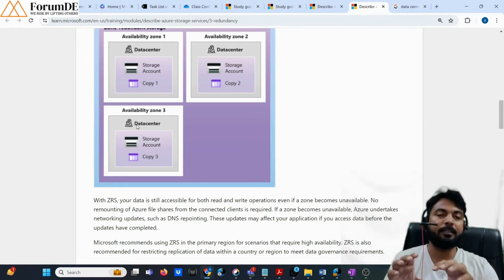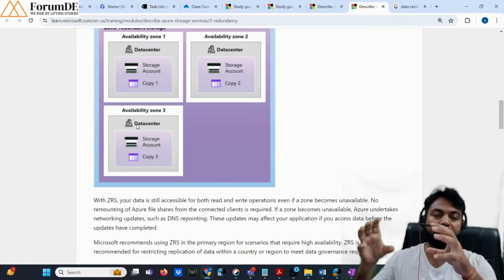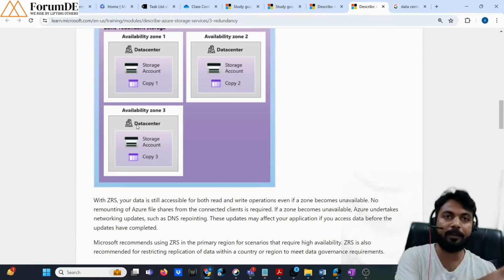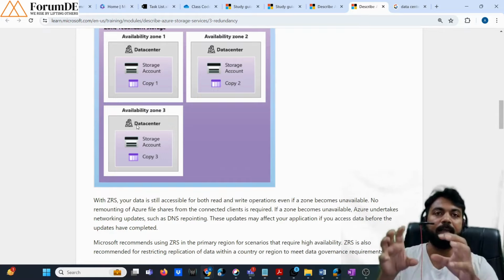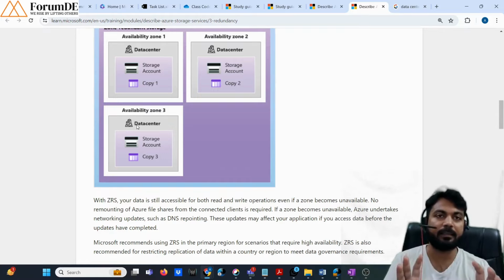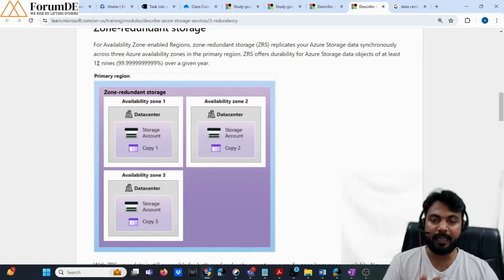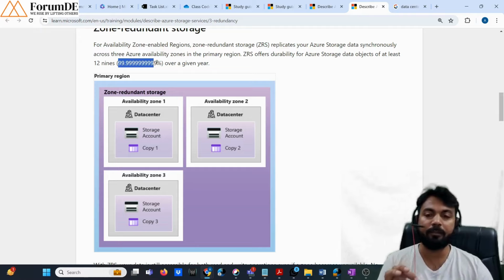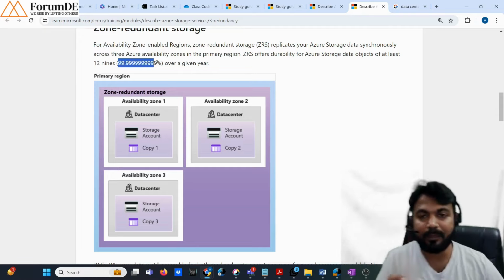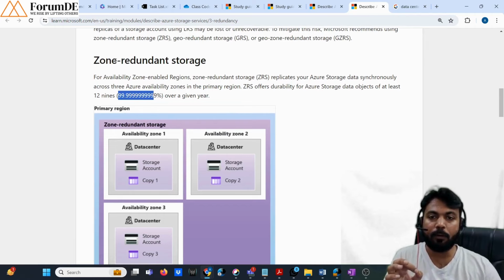Availability zone simply means that your data is kept at a very nearby location but at different physical infrastructure. It means different buildings and different hardware. So this is called zone redundant storage, and it has 12 nines of durability. If you count all these nines, there are a total of 12 that are present here.